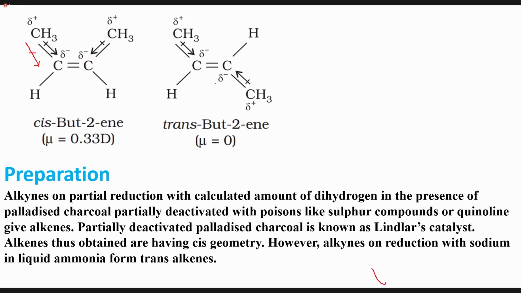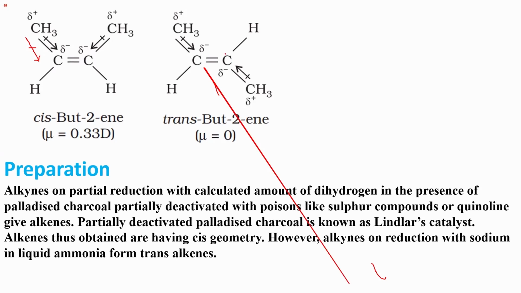But in the case of trans, you can see one is going here, another is going there. So the resultant moment is in this way, and here also in this way, so they almost cancel out. That's why mu, the dipole moment, equals 0 in the case of trans, and for cis-butene it is 0.33 debye.